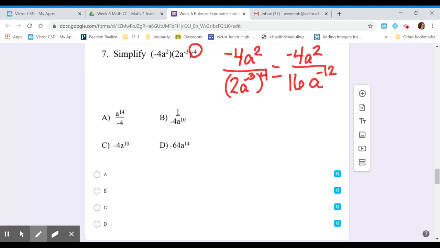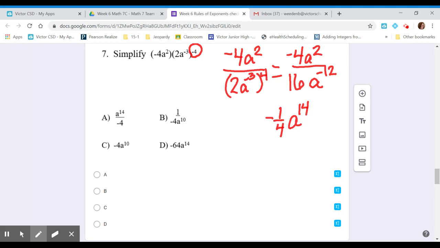So there's a couple of ways we can do this. The first thing I'm going to do is I'm going to look at this fraction. Negative 4 over 16 is the same as negative 1/4. And then what I'm going to do here is I'm going to use my quotient rule, and a to the 2nd divided by a to the negative 12 would be a to the 14th power, because 2 minus negative 12 gives us 14. So this is my answer.